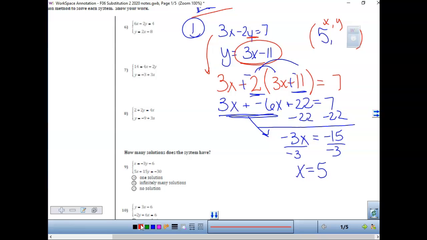Second one. So I'm going to write the second equation. Please write that second equation down, right below this x equals 5. I'm going to put y equals, we're going to put 3x minus 11.